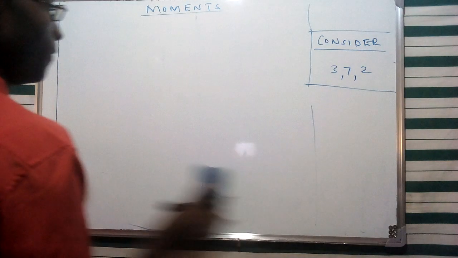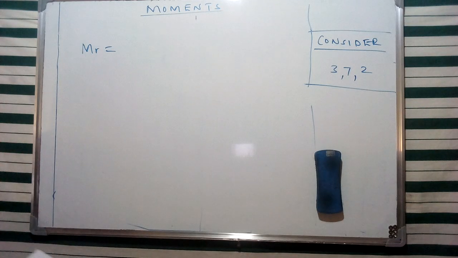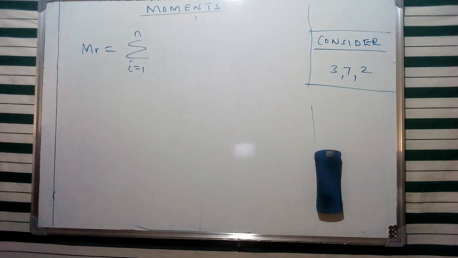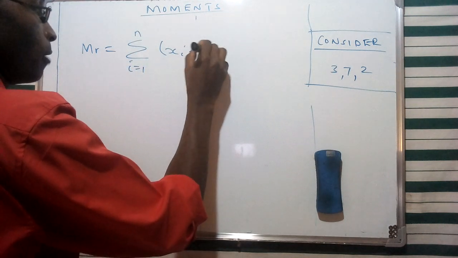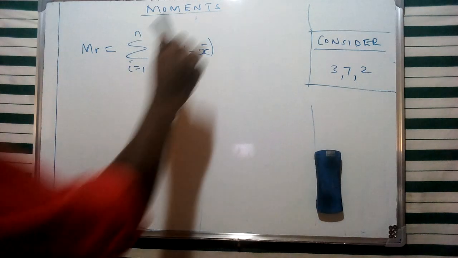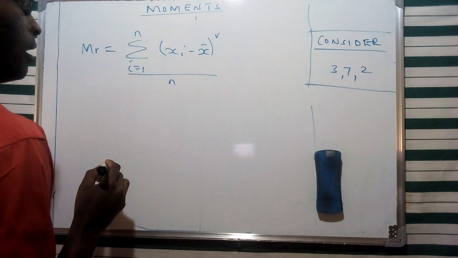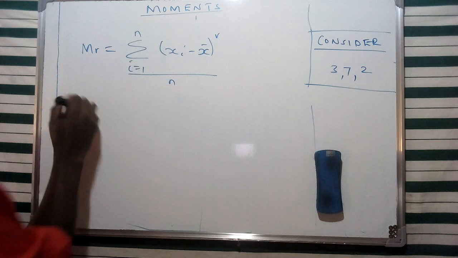I'm going to use the general formula which we had defined for the central rth moment, or the moment about the mean, which was given as m_r equivalent to the summation from i equals 1 to n of the values of this variable x minus the mean, raised to power r, over n. And in this case, of course, we're going to do a substitution for this particular value.